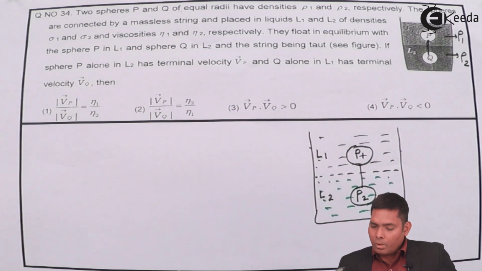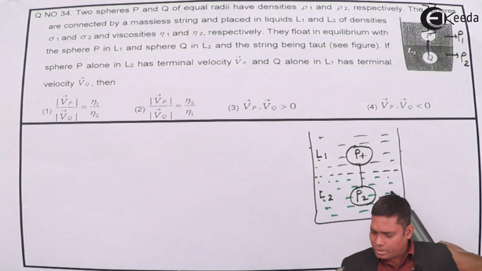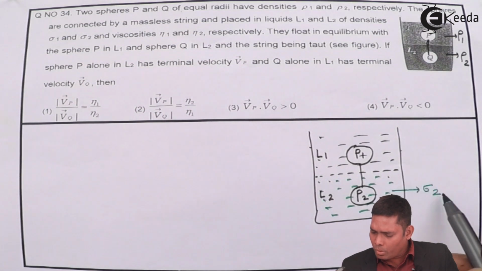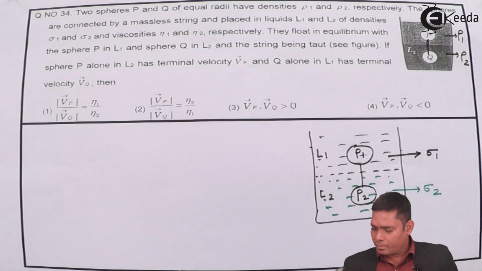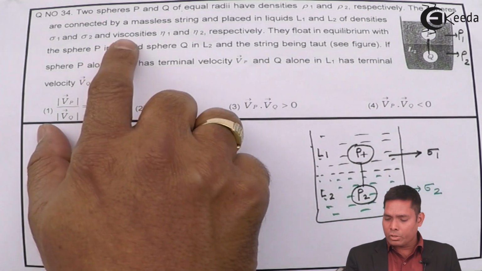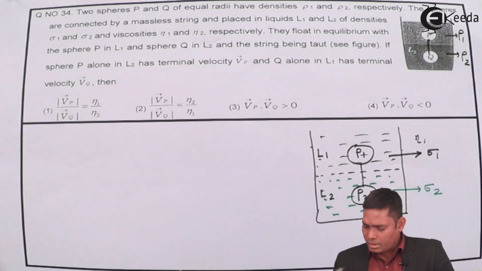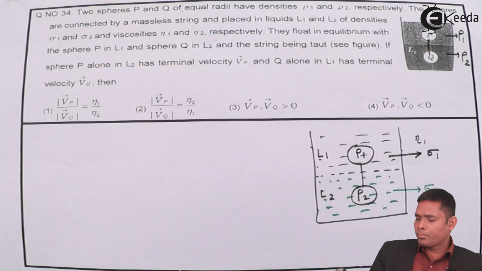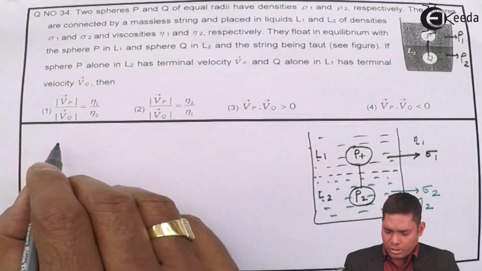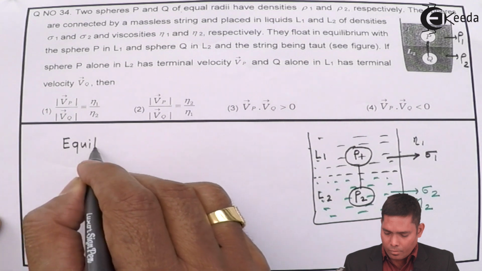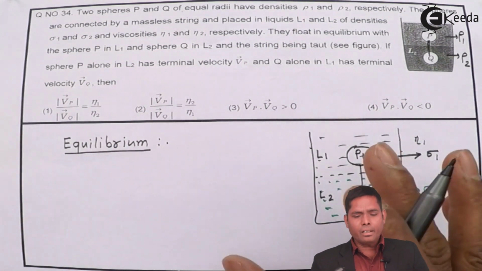Now again, it is given that the densities of the liquids are sigma 1 and sigma 2. This liquid has the density sigma 2, and the liquid in the upper side has sigma 1. These are the densities of the liquids, and the viscosities are eta 1 and eta 2. These are the parameters given for the two different liquids. They float in equilibrium. This condition you have to remember, that they are in equilibrium.